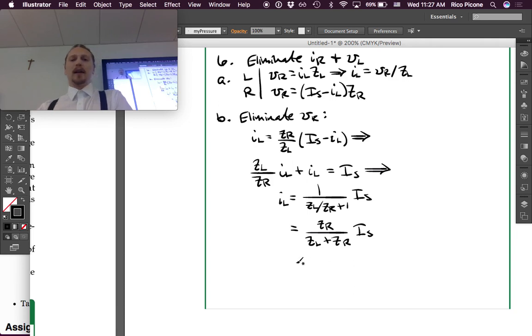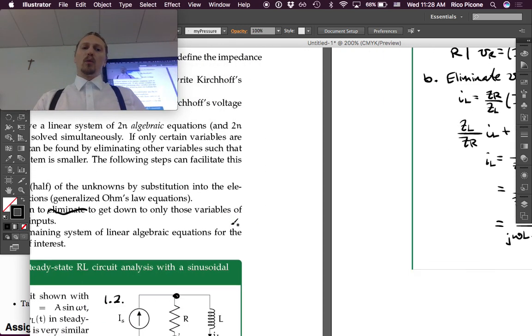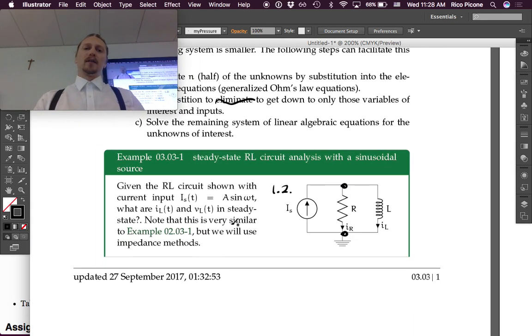So let's plug in what ZR and IS are, okay? So ZR is what again? R. So we have plus R down here. What is ZL again? J omega L. And then IS. Before we plug in IS, let's think about the form we want to plug in IS as.